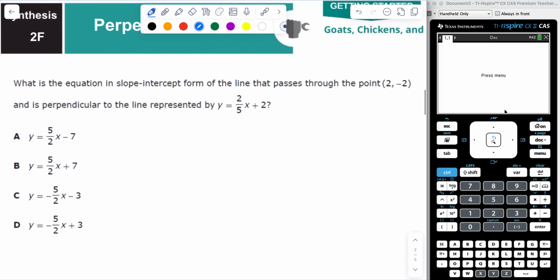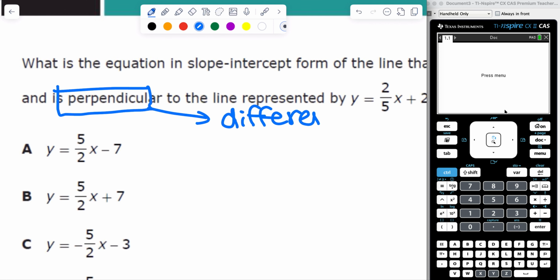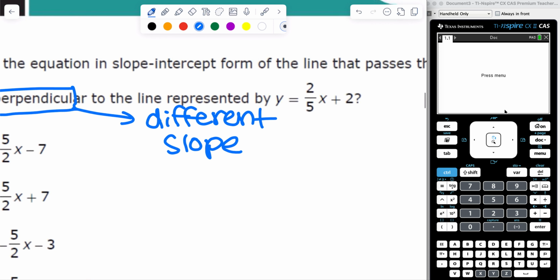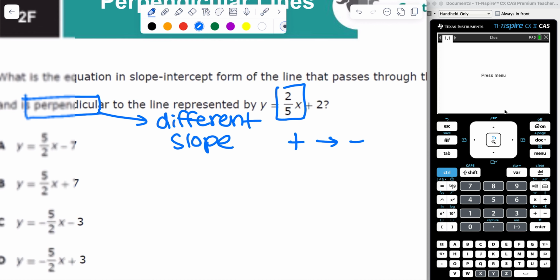So let's try our first example. It says, what is the equation in slope-intercept form of the line that passes through the point (2, -2) and is perpendicular to the line represented by y equals 2 over 5x plus 2. My important word is perpendicular. Remember, that means different slope. So right here, my slope is positive, so that means my new slope has to be negative.